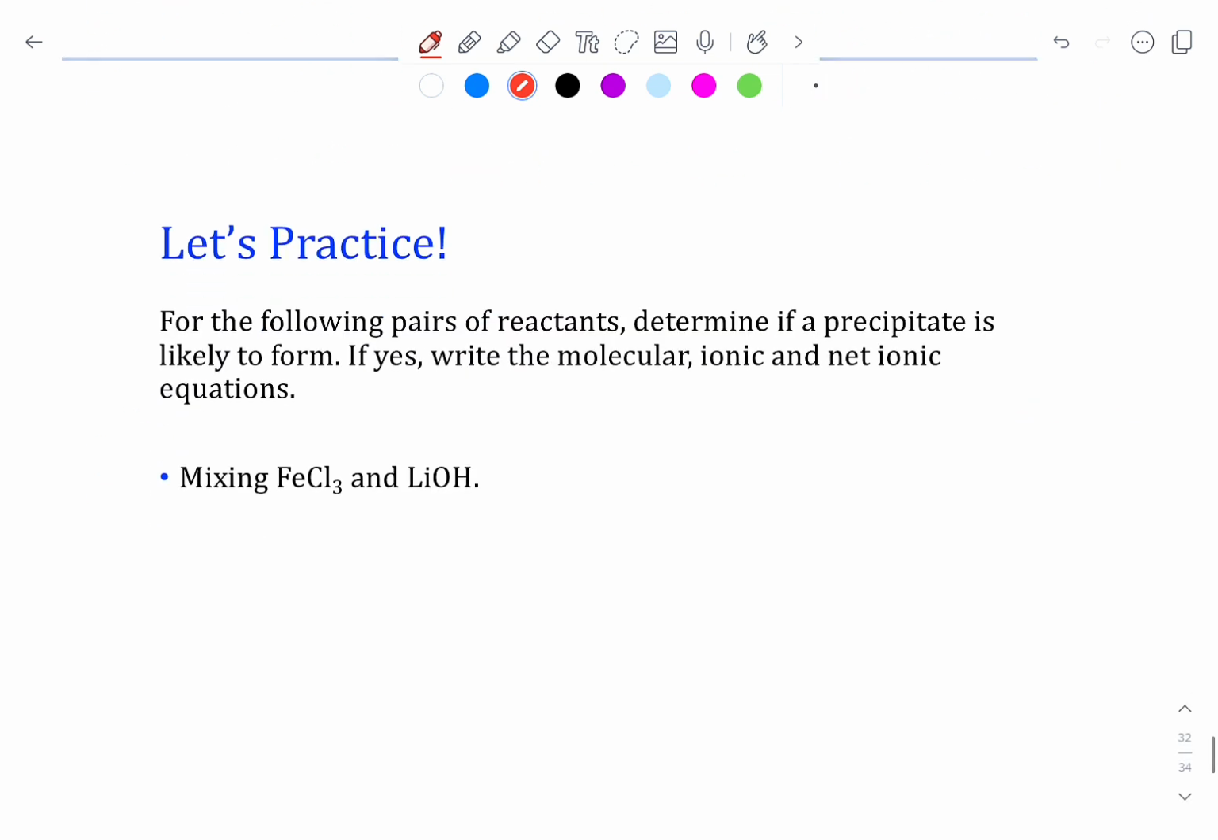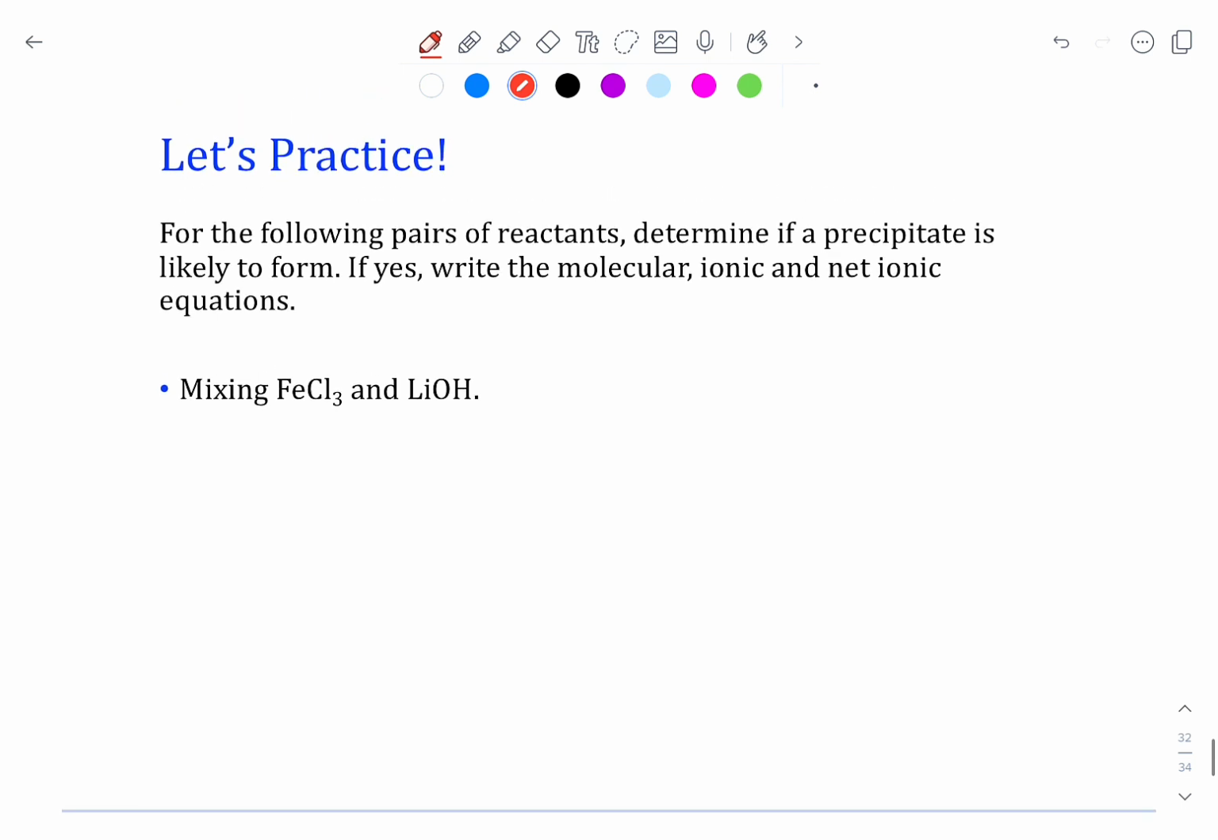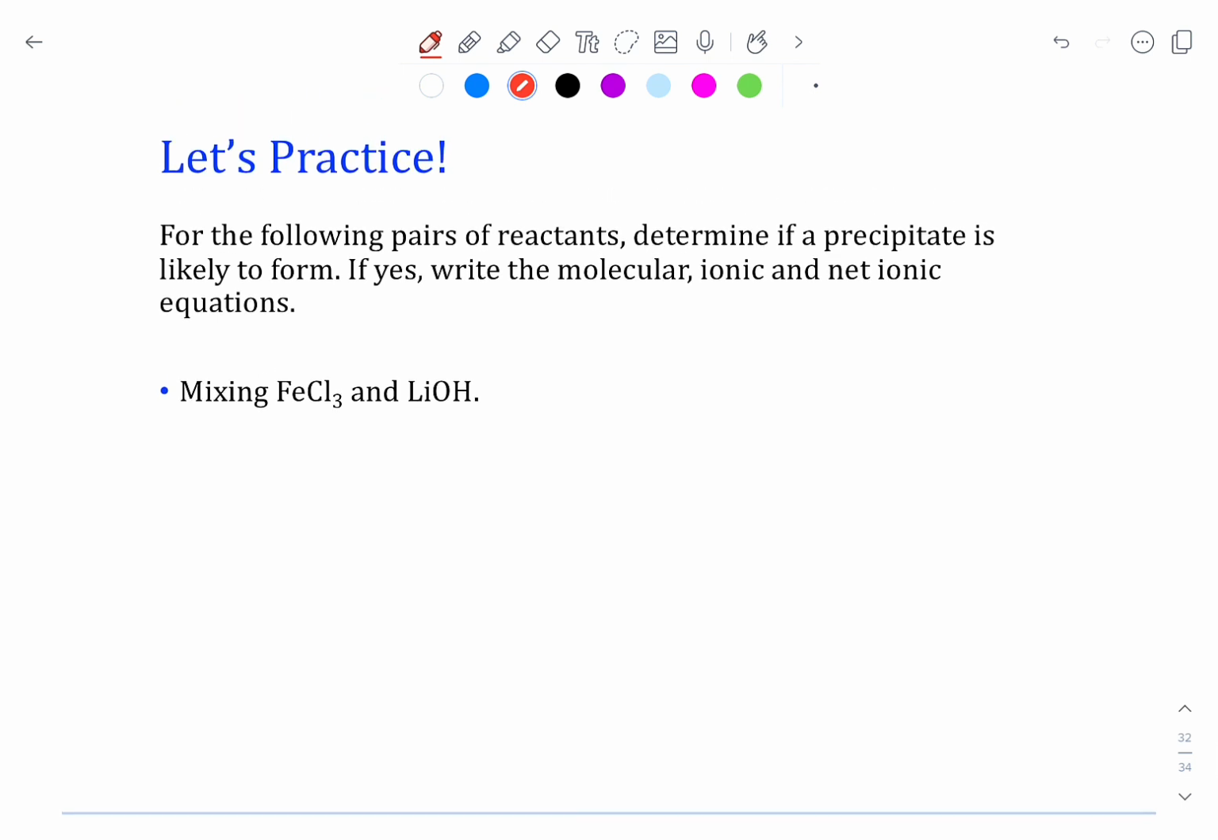Let's try one more. Let's mix iron 3 chloride and lithium hydroxide and determine if a precipitate forms, and if so, write out the ionic and net ionic equations for that reaction. So try this one on your own as well.